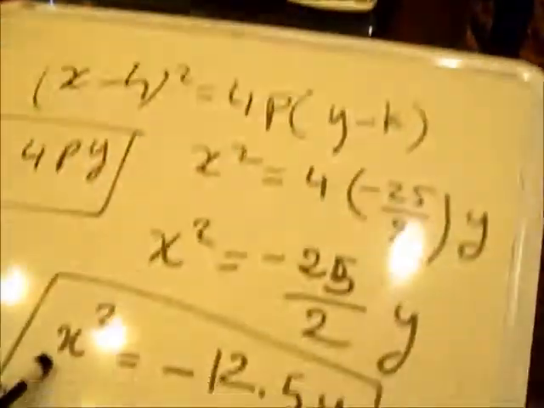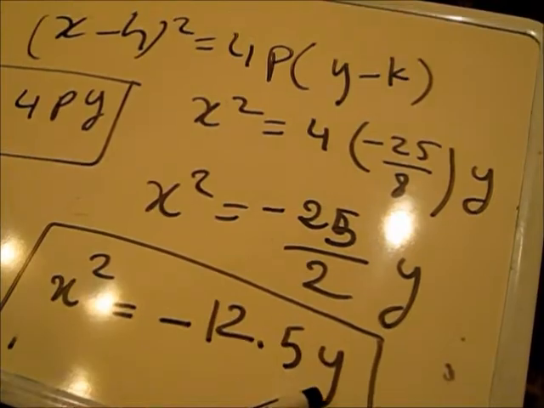So the final equation is x squared equals -12.5y. That's it.